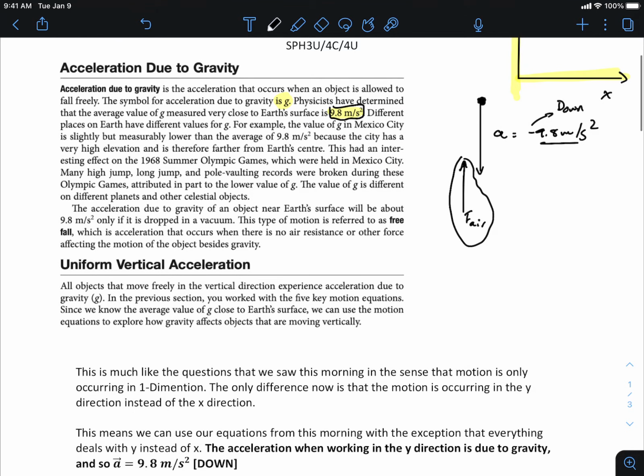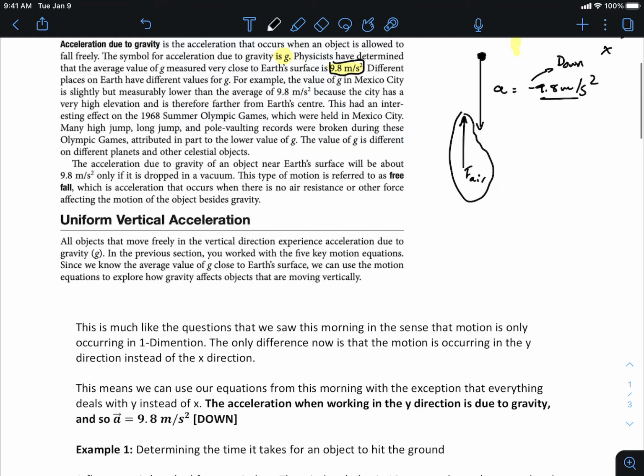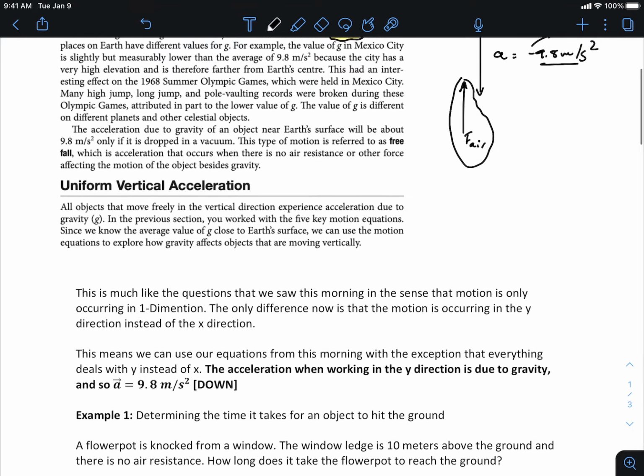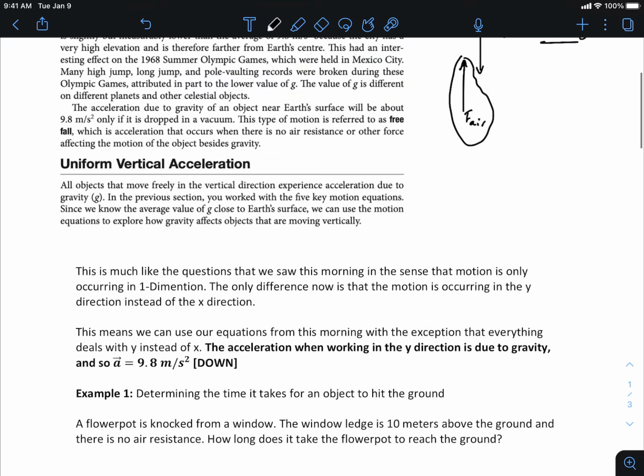So anyway, it's basically the same stuff from this morning. I'm going to run you through a couple of examples, okay? But the key difference this afternoon is that objects are traveling along a different axis, right? They're traveling in the y direction instead of the x. We can still use the same five kinematic equations that I showed you this morning, and the approach to solving these questions is exactly the same, right? It's actually maybe even easier because you know that acceleration is 9.8 meters per second squared down. There's no deciphering what the acceleration is in these questions, okay?